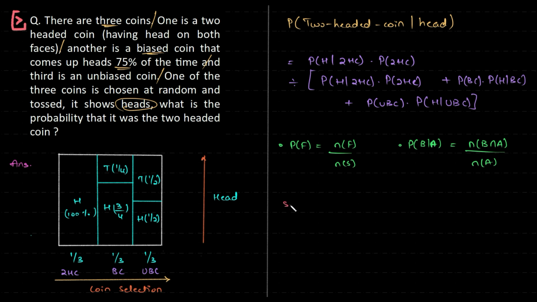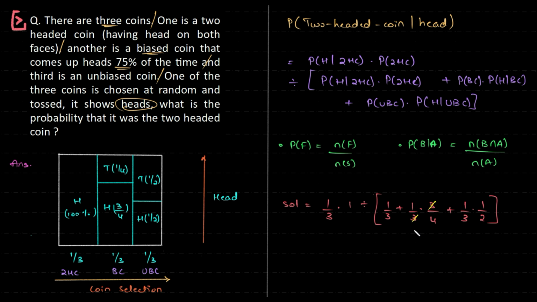Therefore our solution is equal to, in the numerator we have probability of two-headed coin is 1/3 into, in that we're getting a head is 1, divided by again 1/3 into 1, plus 1/3 into, here it's 3/4 of the scenario we're getting a head, and finally we have unbiased coin and the probability of getting a head over here is 1/2. Right guys, if you draw the diagram you're pretty much done.